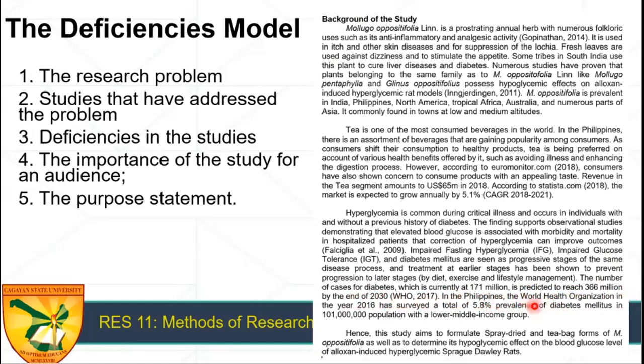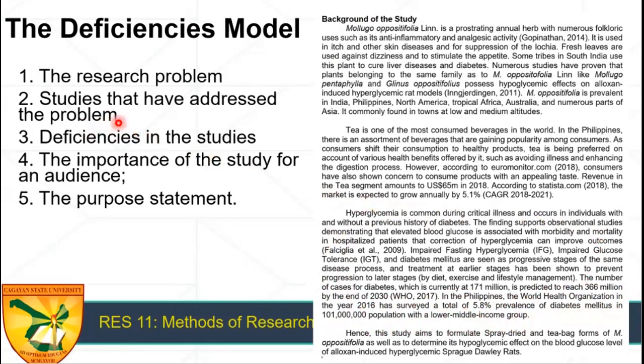And in the Philippines, the World Health Organization in the year 2016 has surveyed a total of 5.8% prevalence of diabetes mellitus in 101 million population with a lower middle income group. That's the problem. And then studies that have addressed the problem.